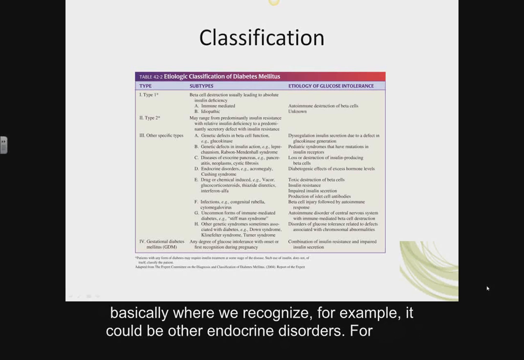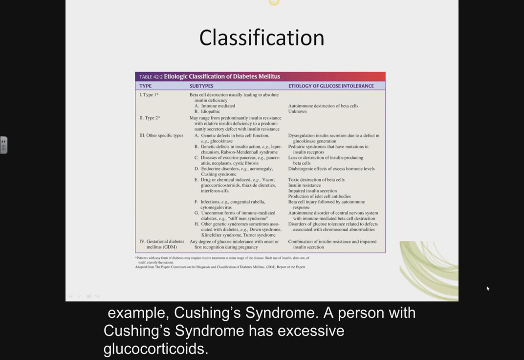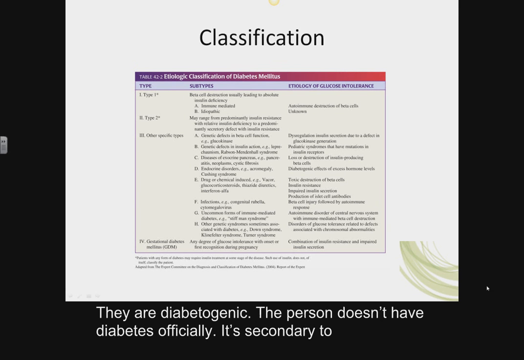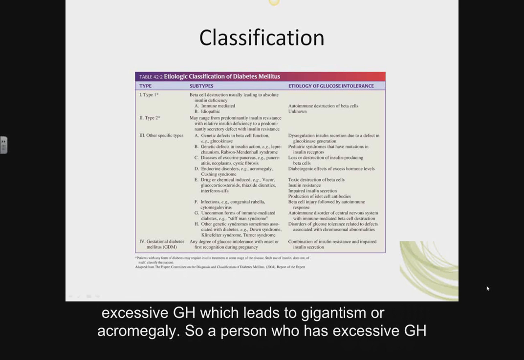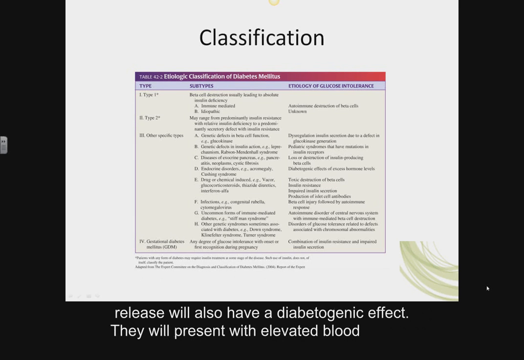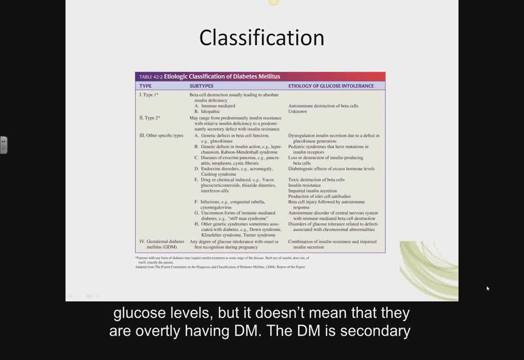Then the DM other types that you see here, this is basically where we recognize, for example, it could be other endocrine disorders like Cushing's syndrome. A person with Cushing's syndrome has excessive glucocorticoids. They are diabetogenic. The person doesn't have diabetes officially. It's secondary to some other endocrine disorder. It could also be secondary to a pituitary disorder that leads to excessive GH, growth hormone, which leads to gigantism or acromegaly.